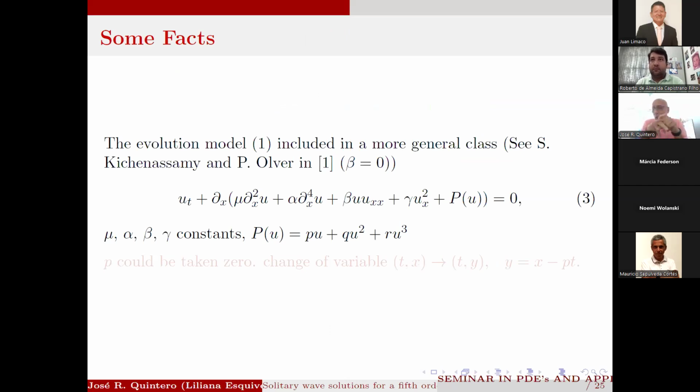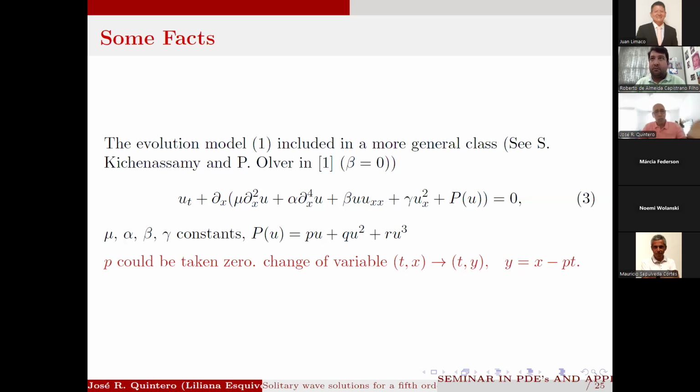Before I go further, I'm going to mention that this model appears in a more general class of models by Olver and Kichenassamy in this work, reference number 1. So this is the model. Our case corresponds to beta equals 0. In this model, P is a cubic polynomial. Even this constant in P could be taken as 0, because we can make a translation in the spatial variable to take care of this. So essentially, we have a u squared plus gamma u_x squared.